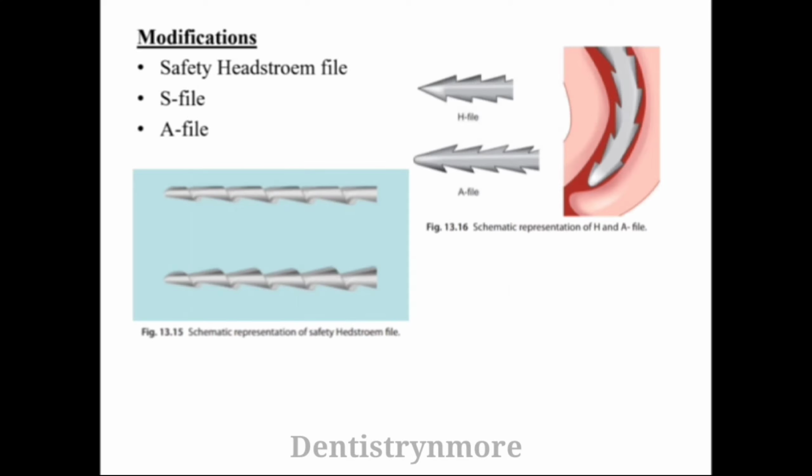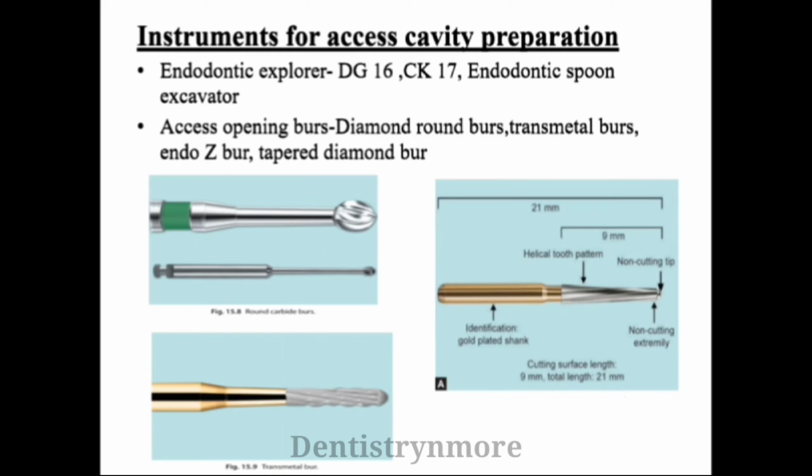Next one is modification of the edge file. It consists of three types, that is safety headstone file, A file, and also S file. Next one is the instruments for access cavity preparation. It includes endodontic explorers, endodontic spoon excavator, and access opening burrs like diamond round burr, transmetal burrs, endo Z burr, and tapered diamond burr. And these are the figures showing.